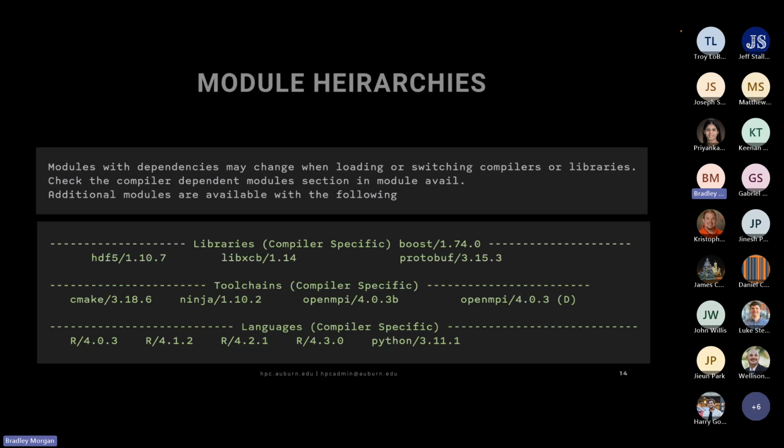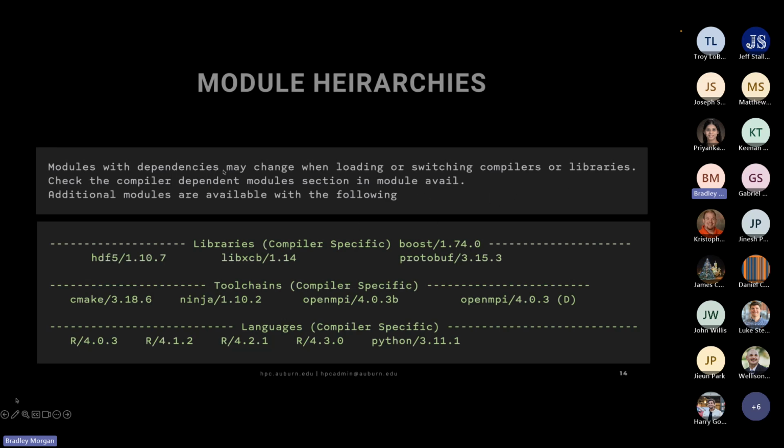All right, so we'll talk about module hierarchies. And when you do a module avail, you'll see at the end of it on Easley, there's a note there at the top: modules and dependencies may change when loading or switching compilers or libraries. Check the compiler dependent modules section in module avail. Additional modules available with the following. And then there should be some compilers shown there.